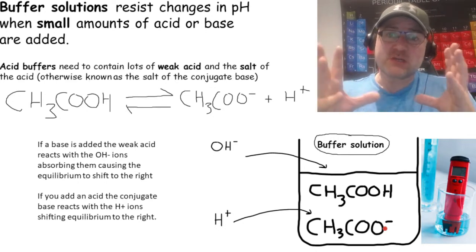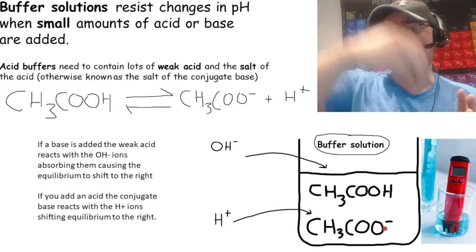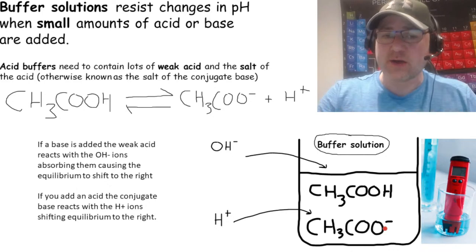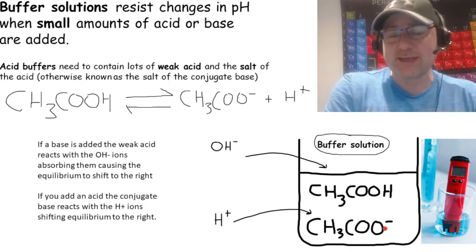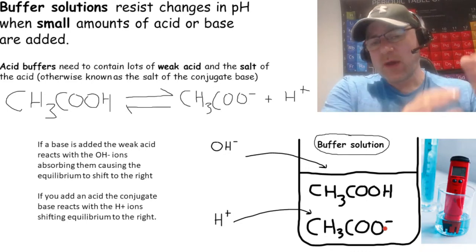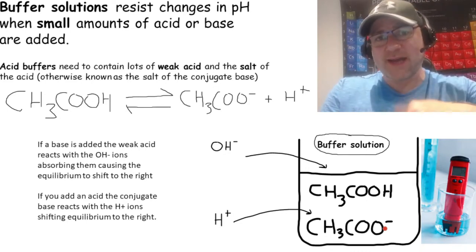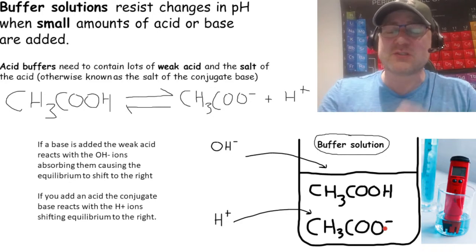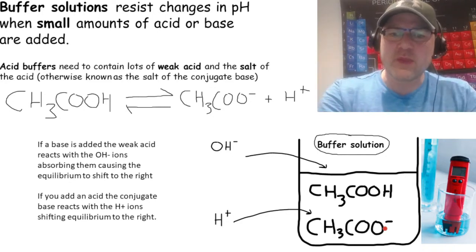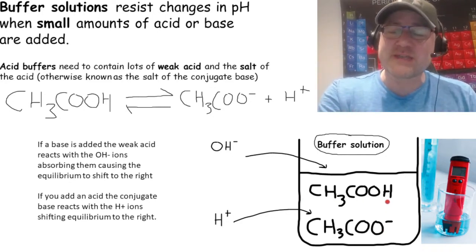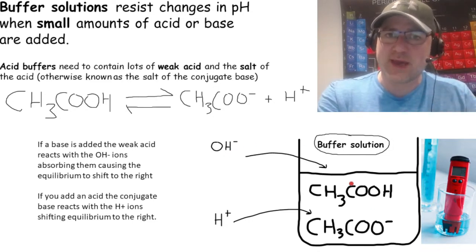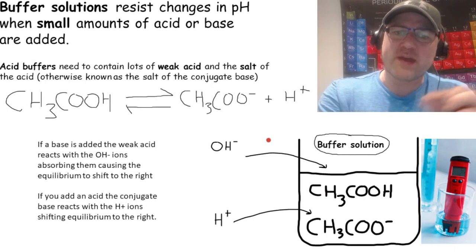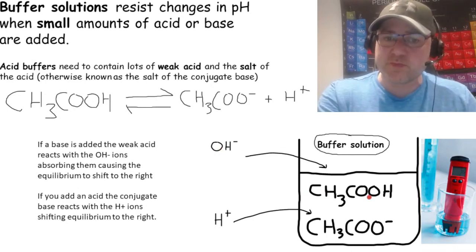If that's my solution and someone tries to add alkali, which is hydroxide ions, or they add a base which when it reacts will release hydroxide ions in solution. So if I have hydroxide ions added, i.e. base added to my buffer solution, guess what? I've got this stuff here which is ethanoic acid. It will absorb those hydroxide ions. Okay, so the ethanoic acid will react with those hydroxide ions and absorb them.